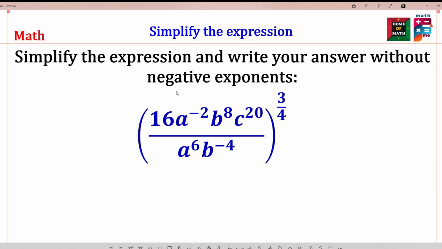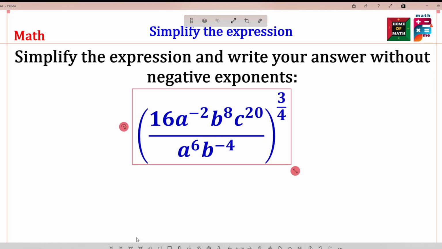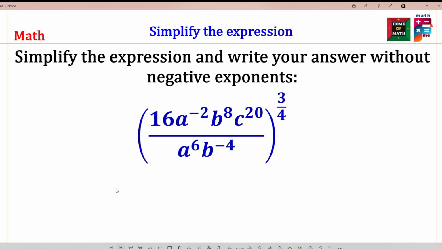What does negative exponent mean? It means this is a form we cannot use. x to the power minus n equals 1 by x to the power n, this is the condition. So let's start. Here, what can we do?